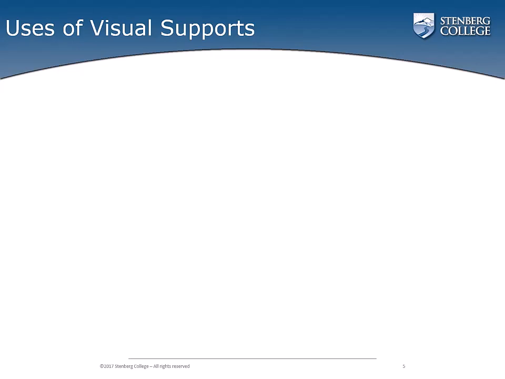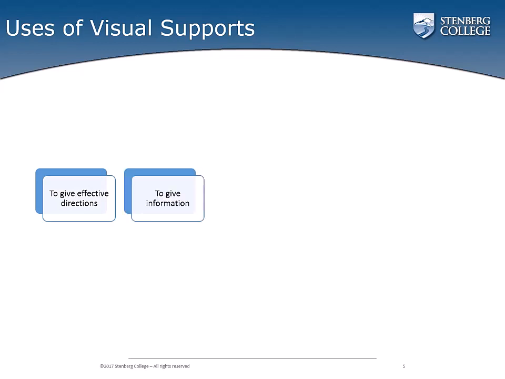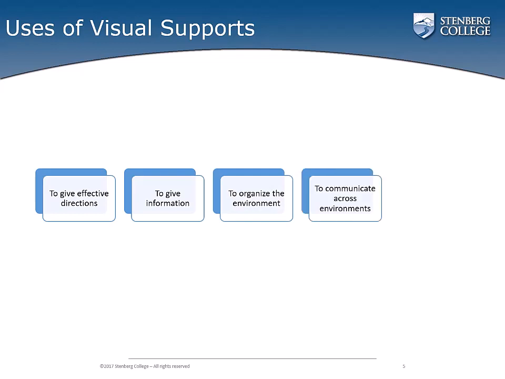There are many visual supports available and an endless number that you can custom make for a particular student and situation. It is important to identify why a visual support is needed or what purpose it will serve. Broadly speaking, the uses of visual supports are as follows. Visuals to give effective directions, visuals to give information, visuals to organize the environment, visuals to communicate across environments, and visuals to communicate about feelings.